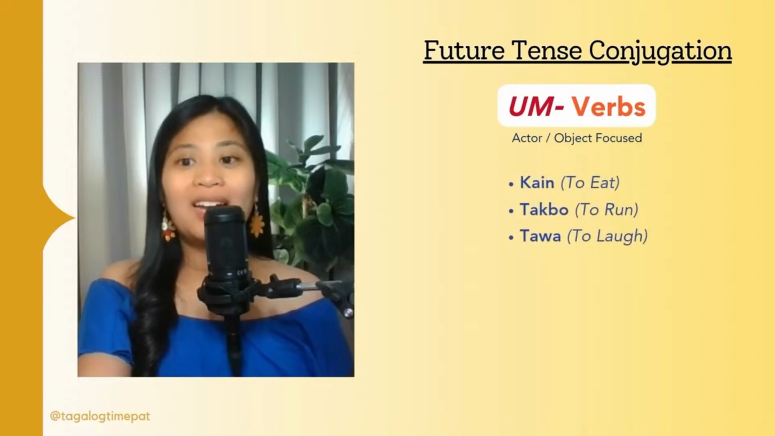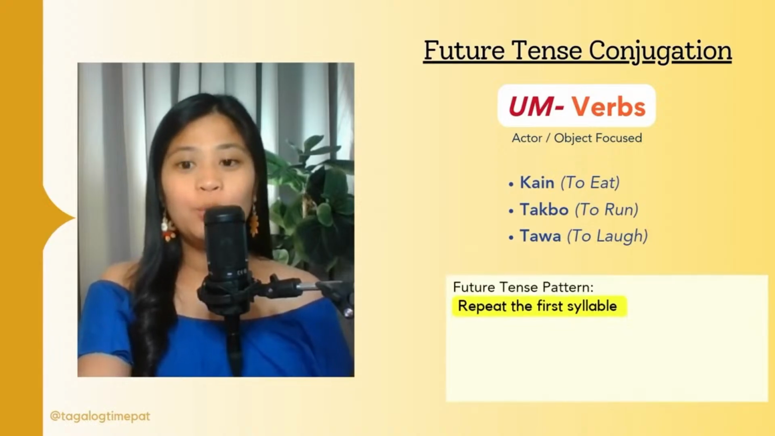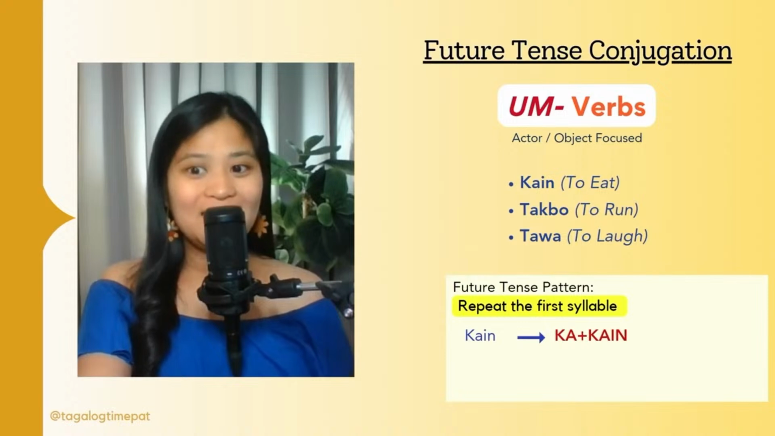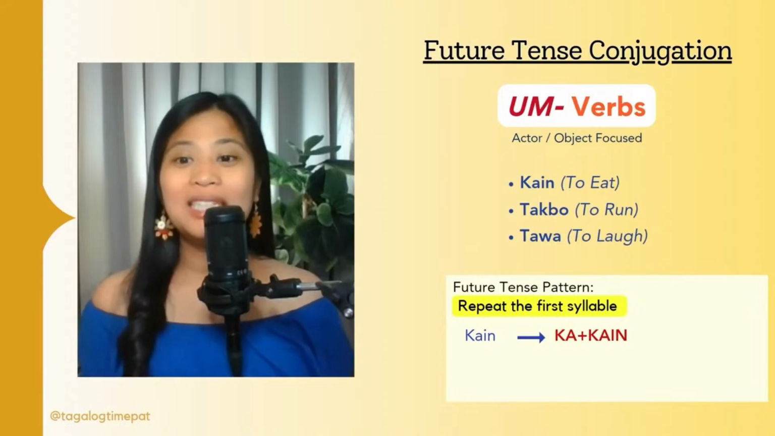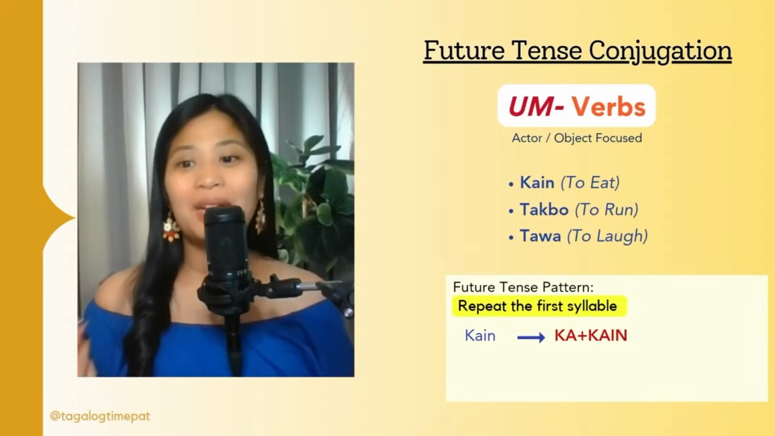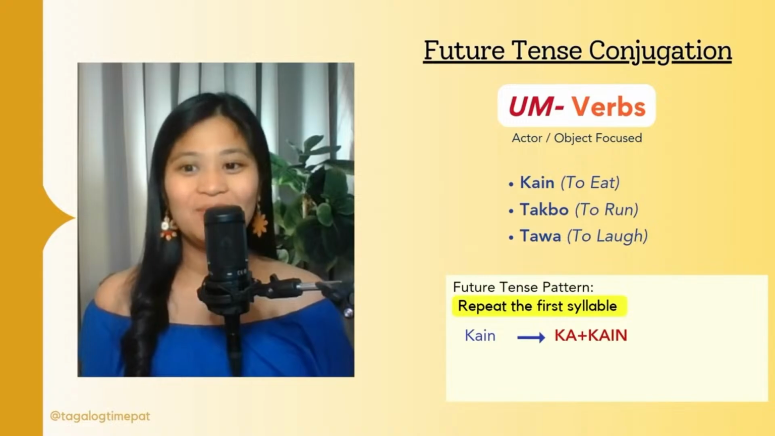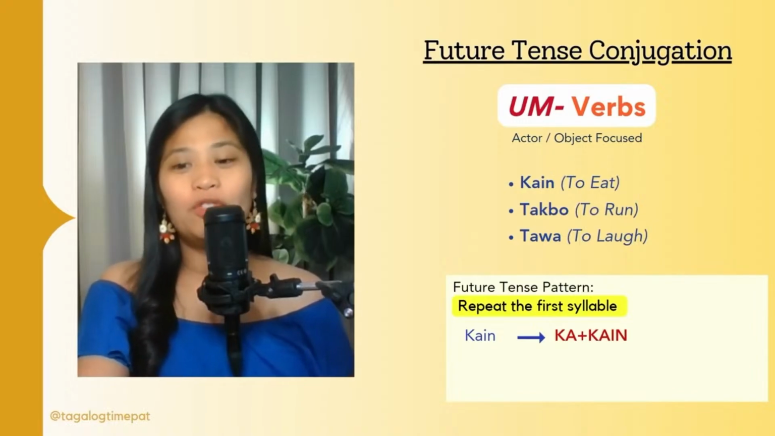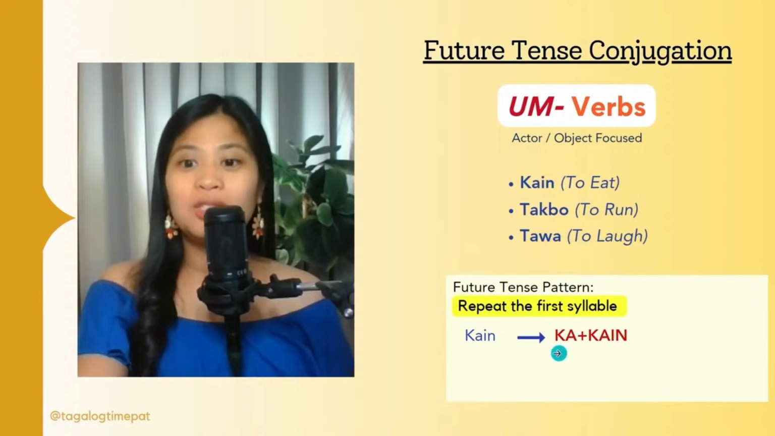Okay, next, verbs. Our verbs are kain, to eat, takbo, to run, tawa, to laugh. Now the pattern for verbs is you repeat the first syllable. So take a look at this. Kain, to eat, becomes kakain. Kakain ako, I will eat. Kakain ako ng pansit. I will eat some pansit. So it's very interesting because now there's no infix at all for future tense conjugation of verbs. You just simply repeat the first syllable.